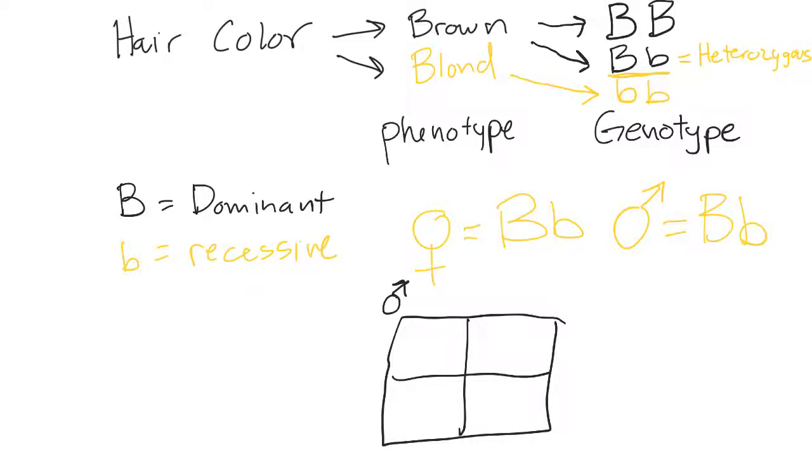So what are the dad's possible genes that he can contribute? All right, you can do a big B and a little b. And what are the mom's that she can contribute? Big B and little b as well. And so now we can use this to determine what are the genotypes of the offspring just by filling in down and across the different genotypes.